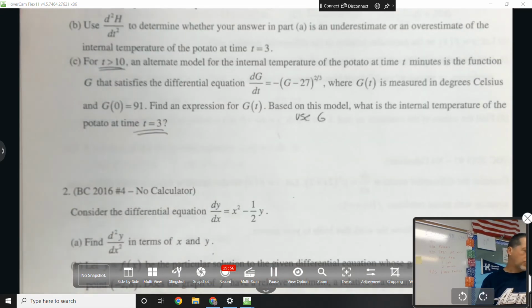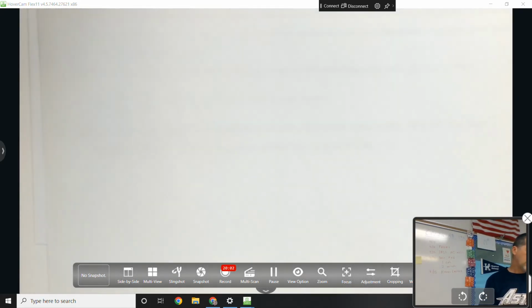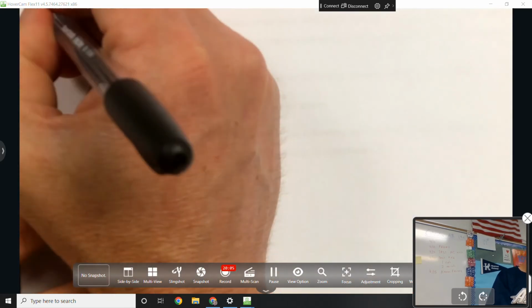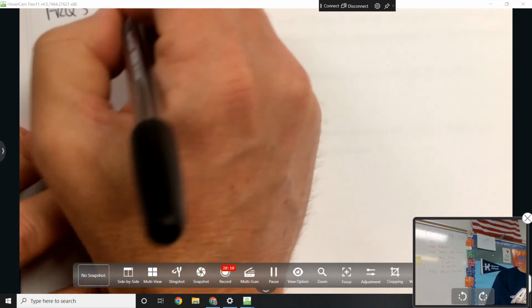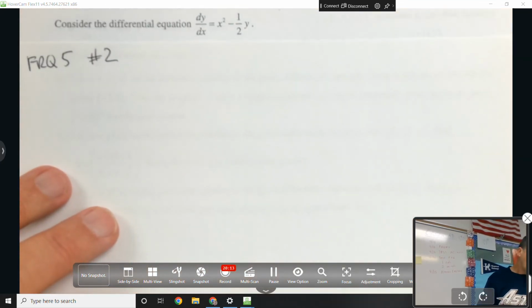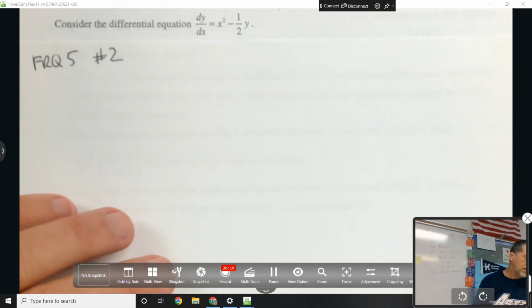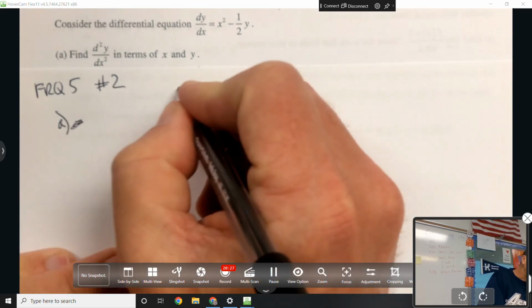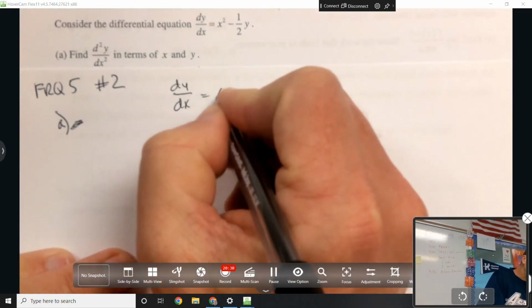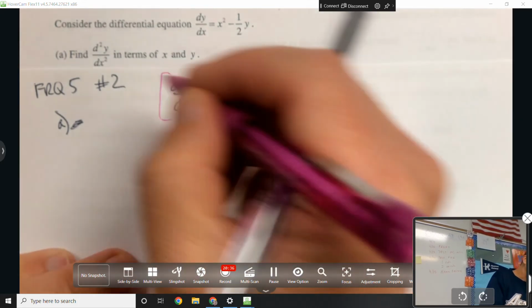Let's do question 2. We got 15 minutes left, but that's how long it should take. Still no calculator. Response number 5. Question number 2. Consider the differential equation dy dx equals x squared minus 1/2 y. Okay. I guess I like that it's not a potato problem, or just a straightforward problem here. Find the second derivative. So I need to take the derivative of both sides with respect to x to get the second derivative.